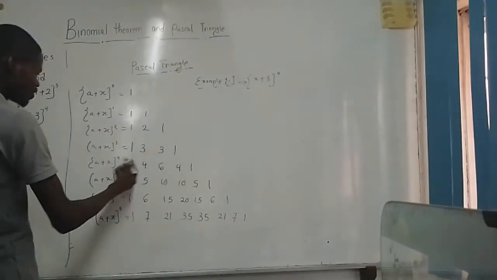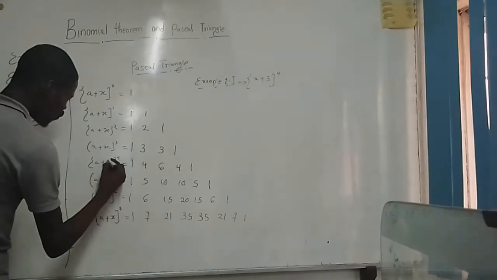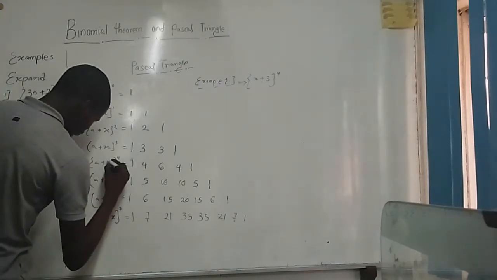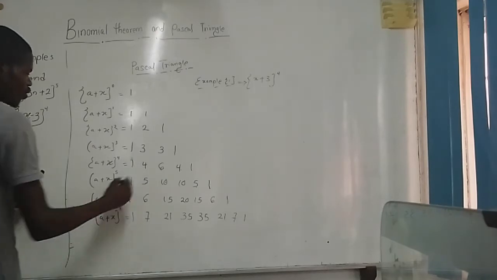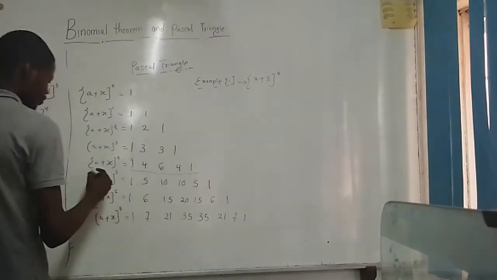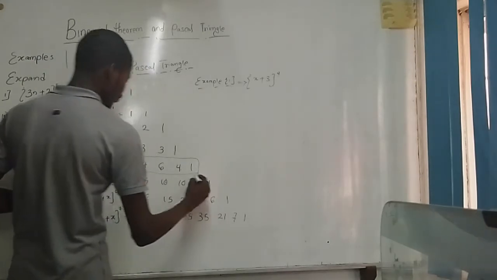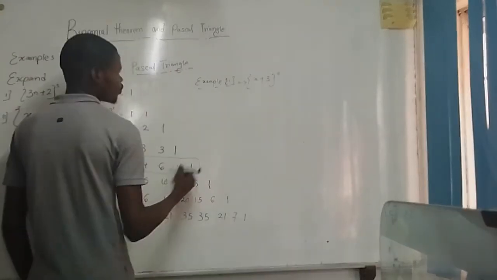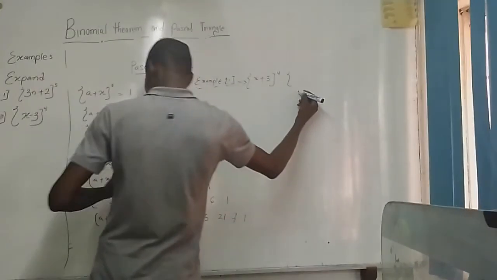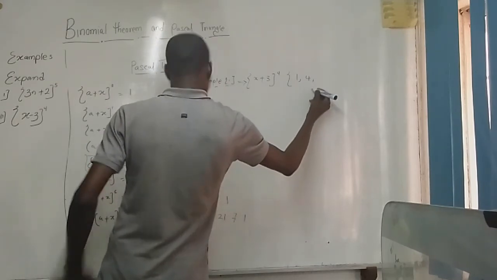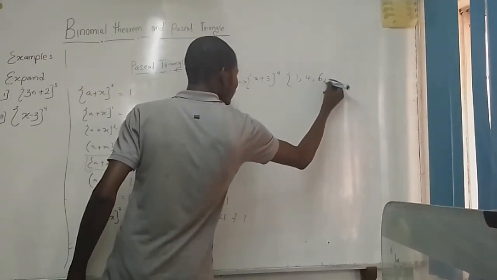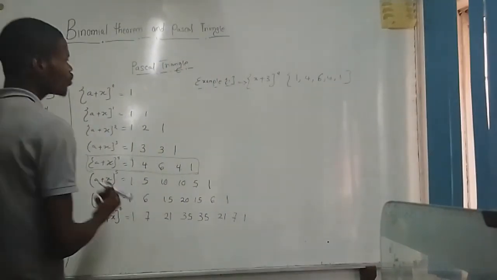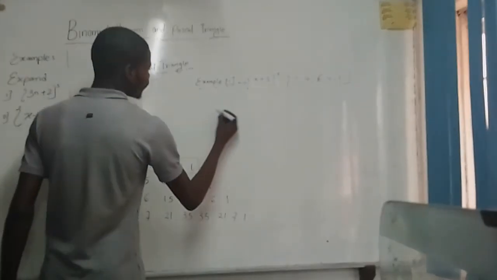So which one has the power of 4? This has the power of 4. Then this is the value, you are using this one. So we are having in 4, we are having 1, 4, 6, 4, 1. Do you understand? So we are going to solve.